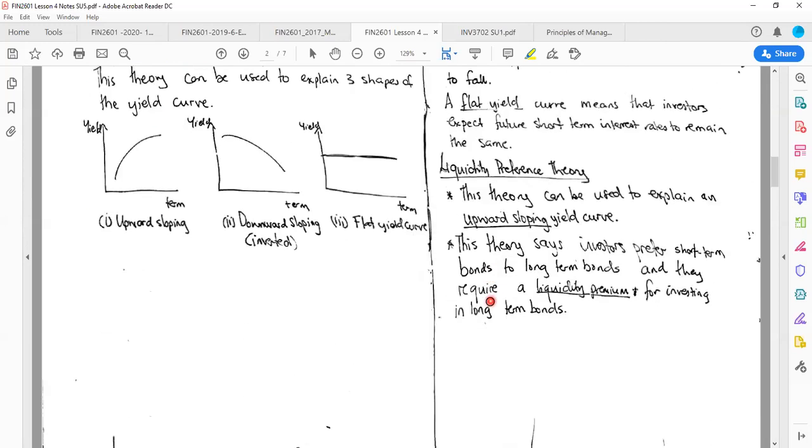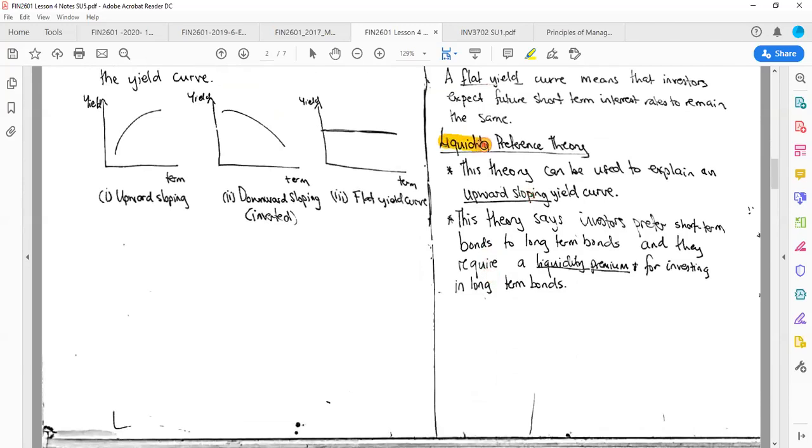And then the next theory that we can use to explain the shape of a yield curve is known as the liquidity preference theory. This theory can be used to explain an upward sloping yield curve. It says that investors prefer short-term bonds to long-term bonds, meaning investors prefer liquidity. Short-term bonds have more liquidity than long-term bonds.